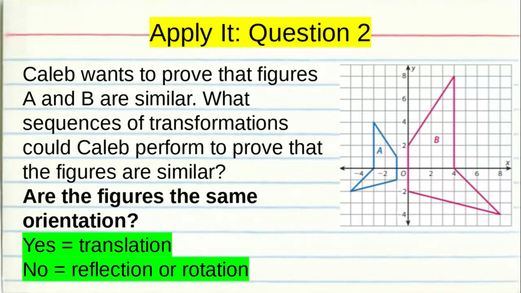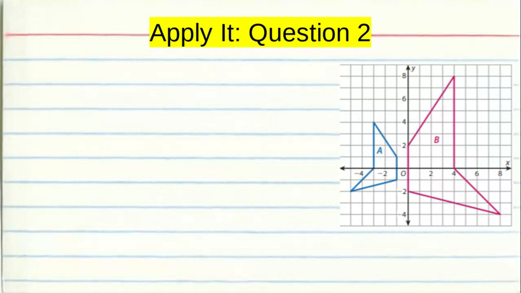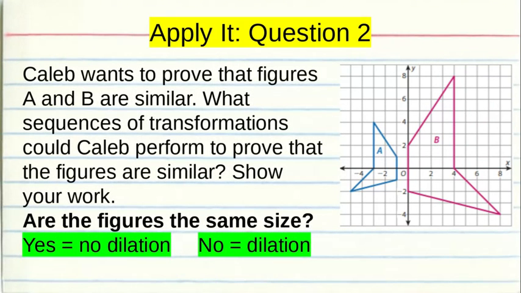So first we need to ask, are the figures the same orientation? If they are, that means we're just doing a translation. If they are not, that means that there must be a reflection or rotation involved. The next part asks, are the figures the same size? If they are the same size, there's no dilation. And if they are not the same size, there is a dilation.